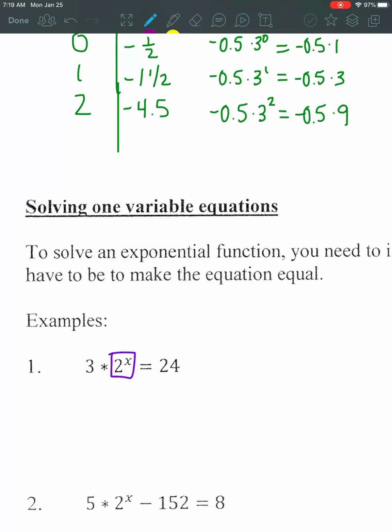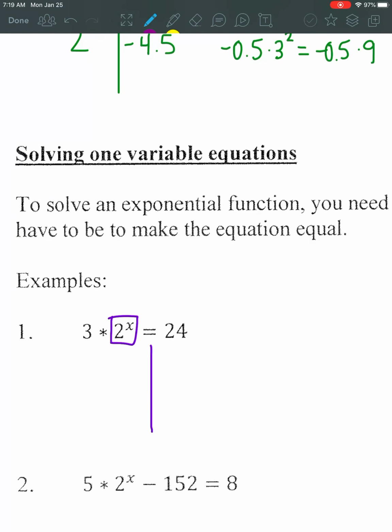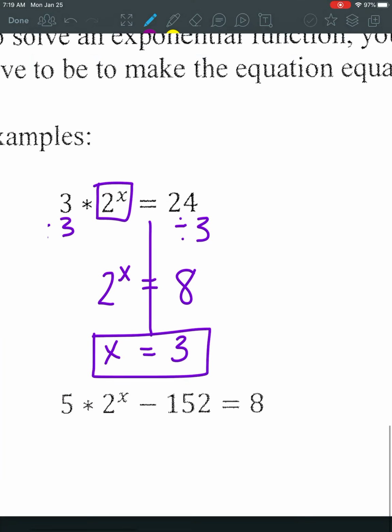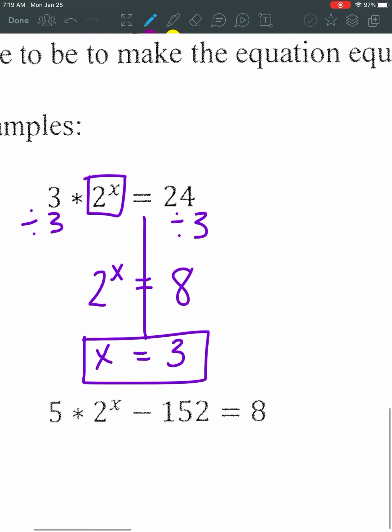And last one, how we actually solve equations. Our goal is to get the term with the x by itself. So it's just like solving equations. We need to get rid of that multiply by 3 and divide. So we'd have 2 to the x power equals 8. Once you get there, then we can think about, okay, 2 to what power gives us 8? So x equals 3. 2 times 2 times 2.